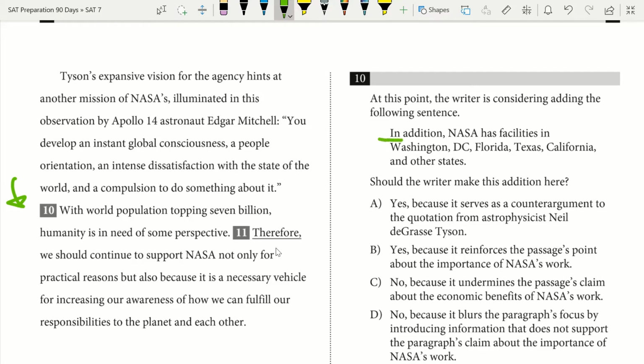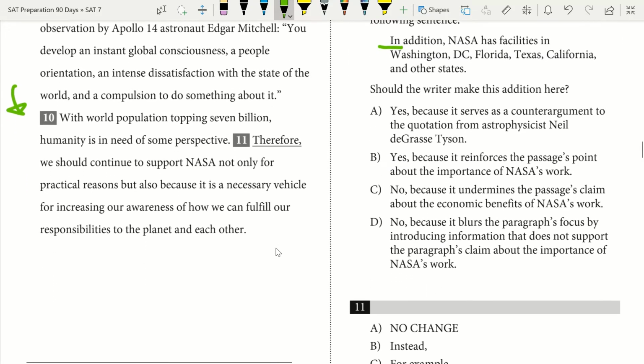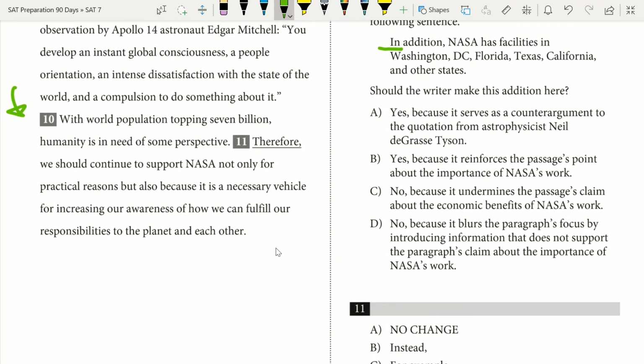Our sentence is, "In addition, NASA has facilities in Washington, D.C., Florida, Texas, California, and other states." That's really not important here. We don't talk about its geography, so we wouldn't want to add this here. Why? Well, it's not undermining any claim about the economic benefit, but it is blurring our paragraph's focus. So our answer there would be D for number 10.